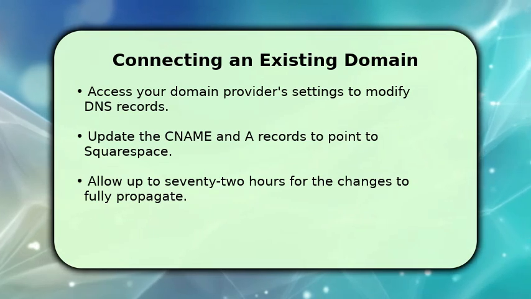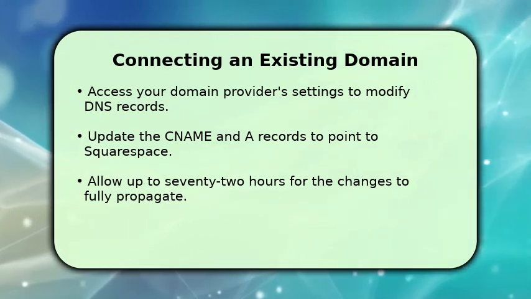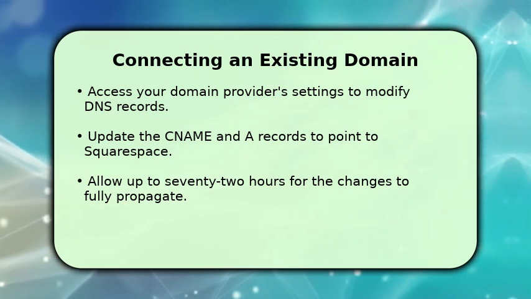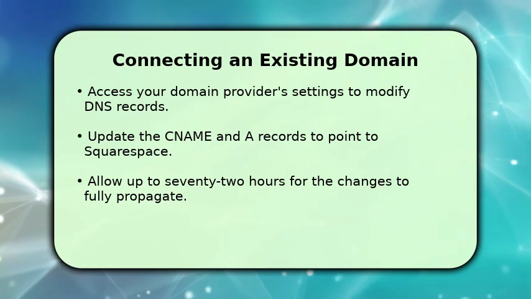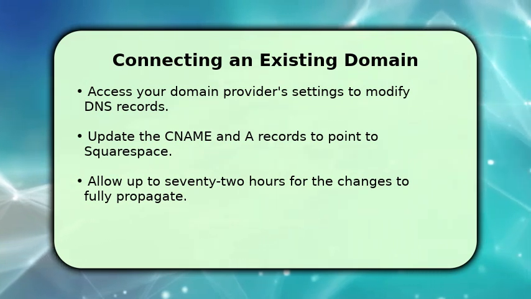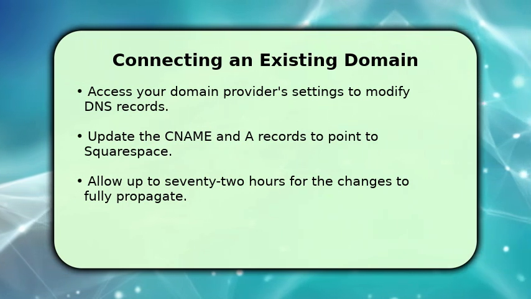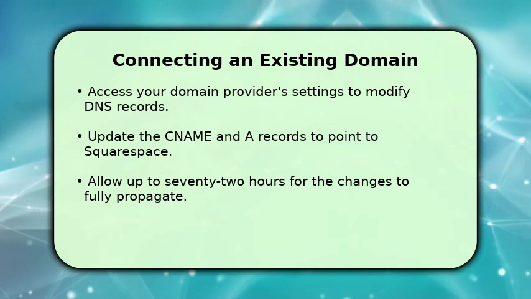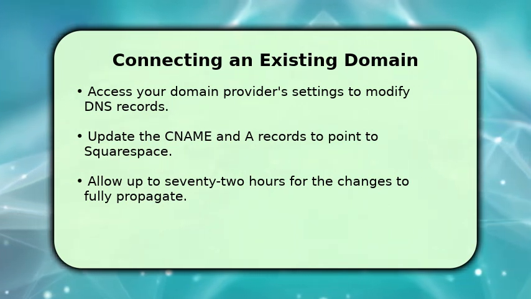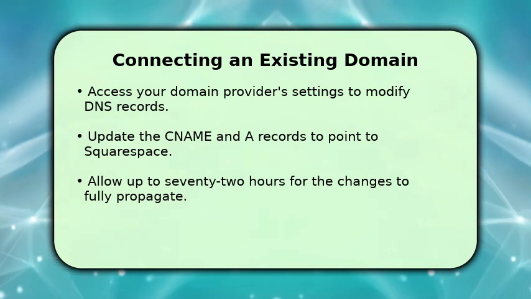If you already own a domain, connecting it to Squarespace involves updating its DNS settings with your current provider. You will need to log into your domain registrar's account and locate the DNS management section. There, you will update the CNAME record to point to verify.squarespace.com, and the A records to Squarespace's IP addresses. This process typically takes between 24 and 72 hours to fully propagate across the internet.